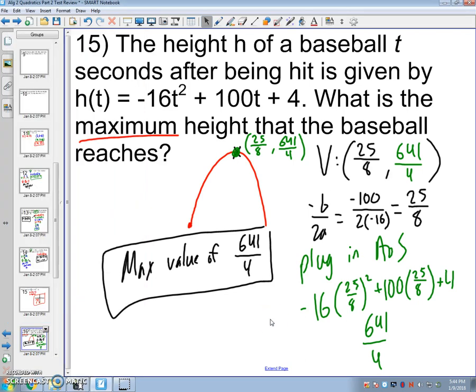What does it say? Didn't say feet or inches. Oh well, didn't tell you. All right. Well, that's 15.